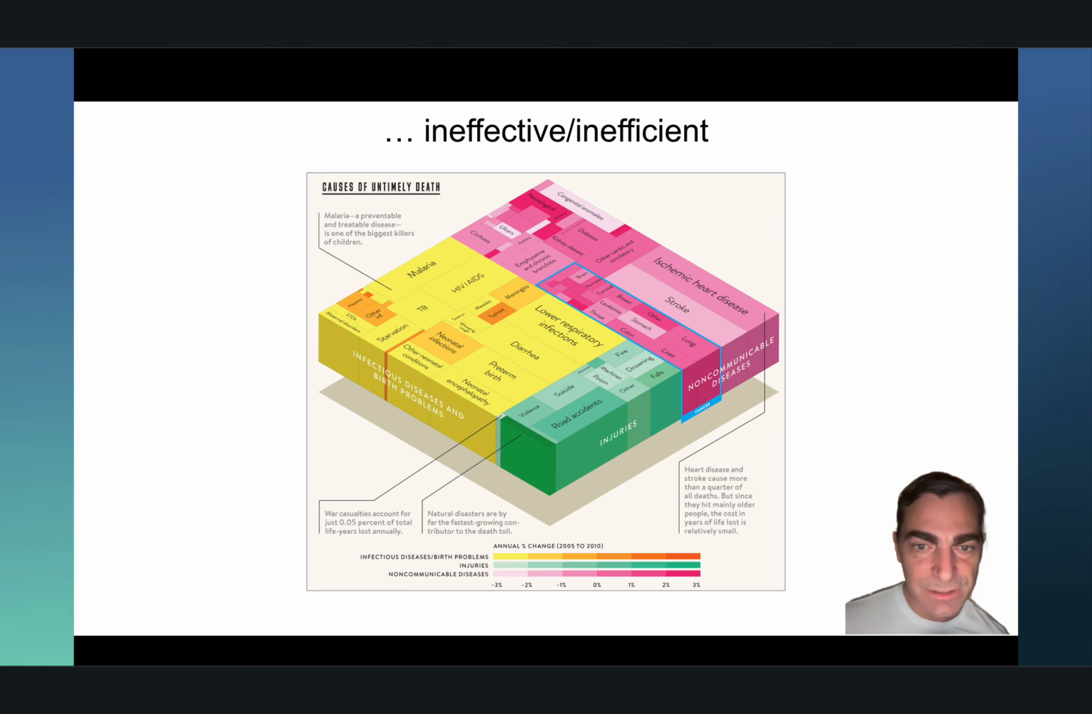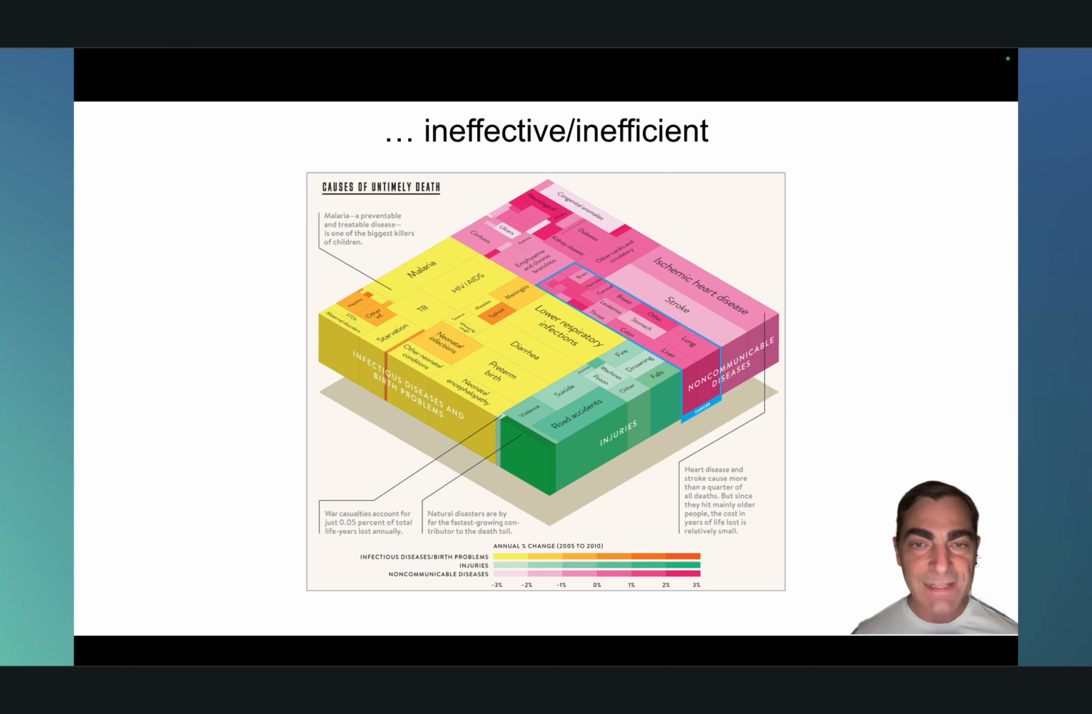But I don't want to focus on that. The thing I want to focus on is the legend at the bottom here: the annual percent change between 2005 and 2010. If you look at the colors, you should be able to identify how much change there is between 2005 and 2010. It seems pretty straightforward and easy. However, if you look at the legend, you will notice that there are positive changes and negative changes. You see there's 1%, 2%, 3%, and minus 1%, minus 2%, minus 3%.